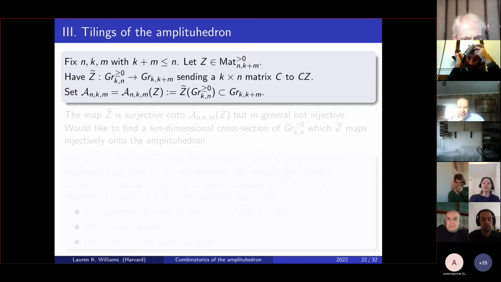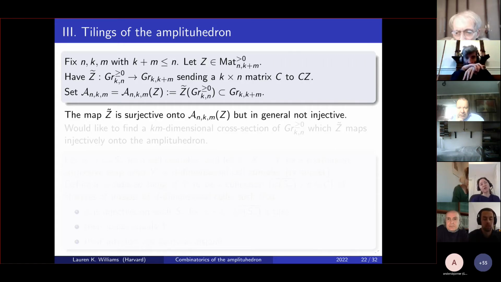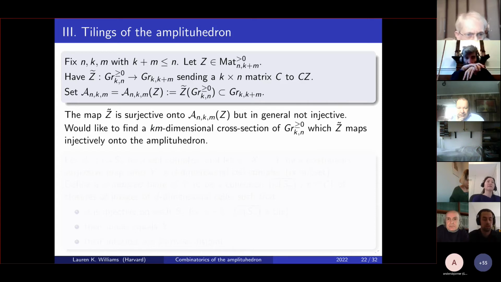Okay. So now I want to move on to the third part of the talk, and I want to talk about tilings of the amplituhedron. Again, this is the review of the definition of the amplituhedron. As I said before, this amplituhedron map is surjective onto the amplituhedron, but in general not injective. So it would be nice to find a km dimensional cross-section of the positive Grassmannian, which Z tilde maps injectively onto the amplituhedron.